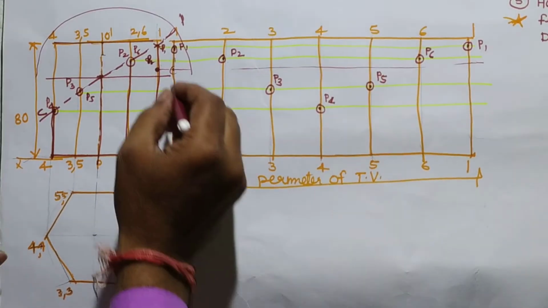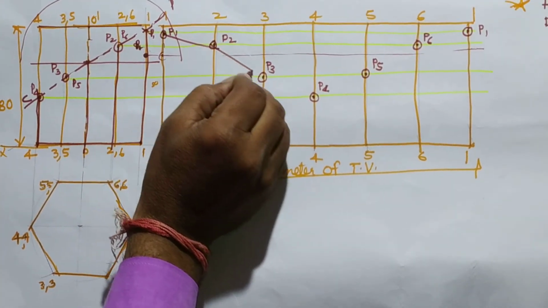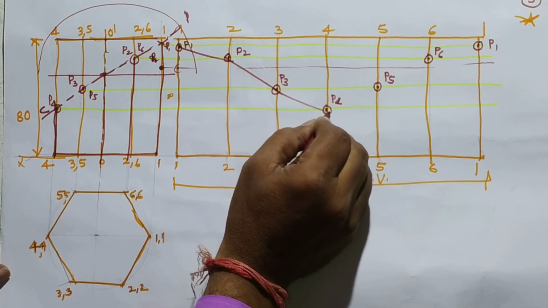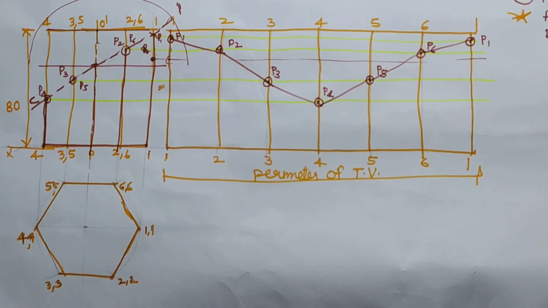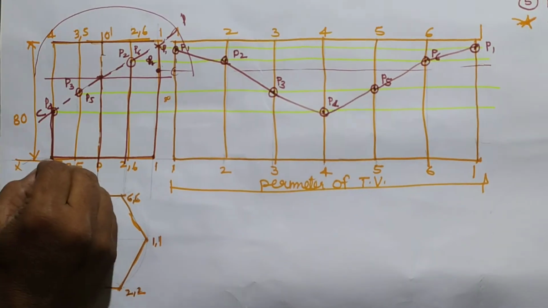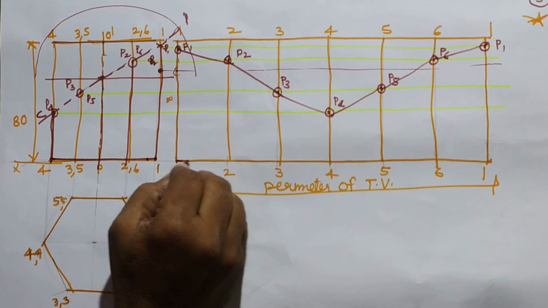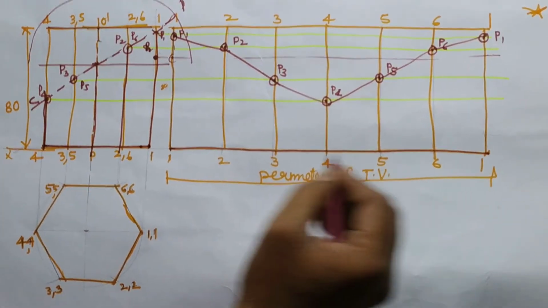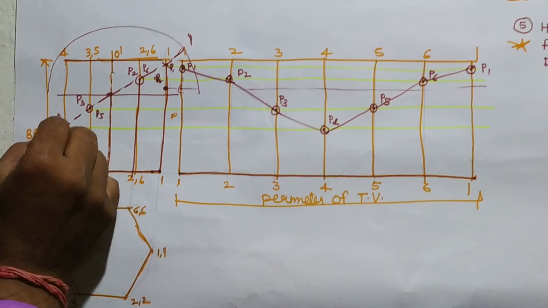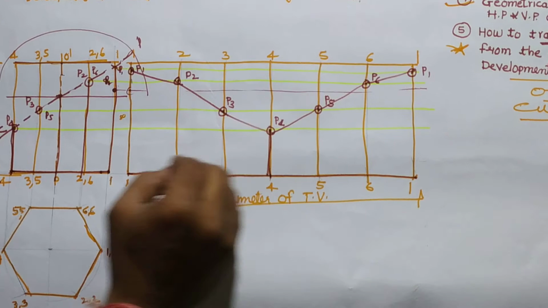Now I will join these points in sequence by scale because it is a flat surface. Now which part will be dark here? This is the base part. It is complete, it does not come under the cutting action. So this base line should be dark. From 4 to P4 it is dark. From 4 to P4 we have to draw the dark line.